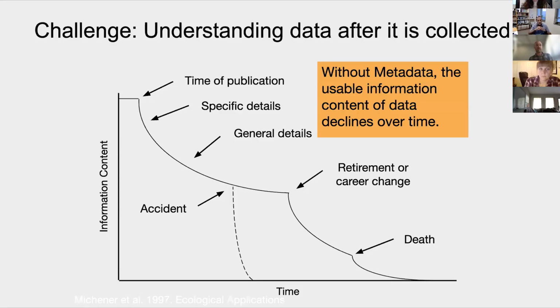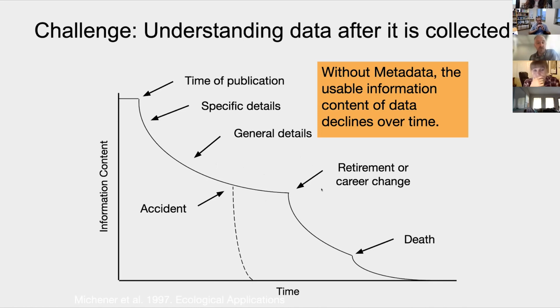So let's talk more about metadata. Metadata is data about data. And so without it, the usable information content declines over time. So you can see that we have a publication happening at a certain time. And if you don't have metadata keeping track of the specific details about that data, the actual information content of your data set decays over time. So you might lose specific details first, like what time of day did I make this observation? More general details come later.